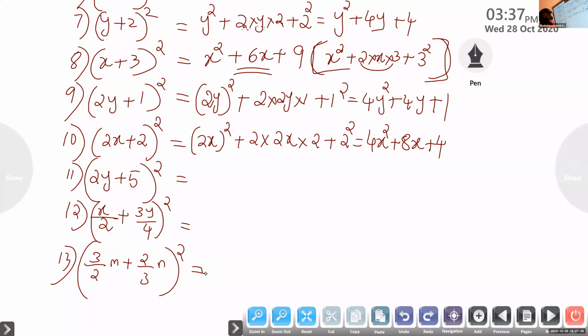4y square, plus 10. Not 10, 100. 20y, 20. Who said 100? Gopi Krishna said 100.